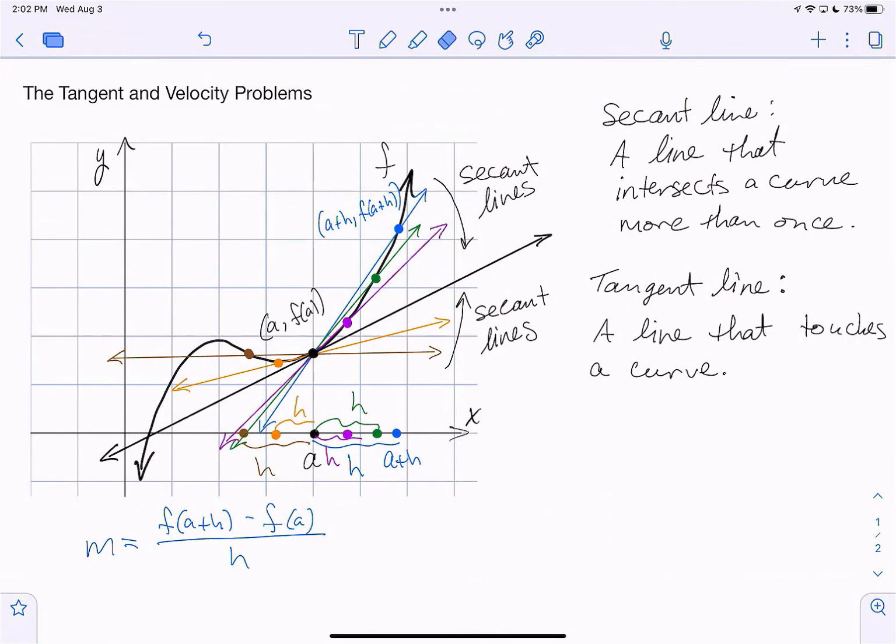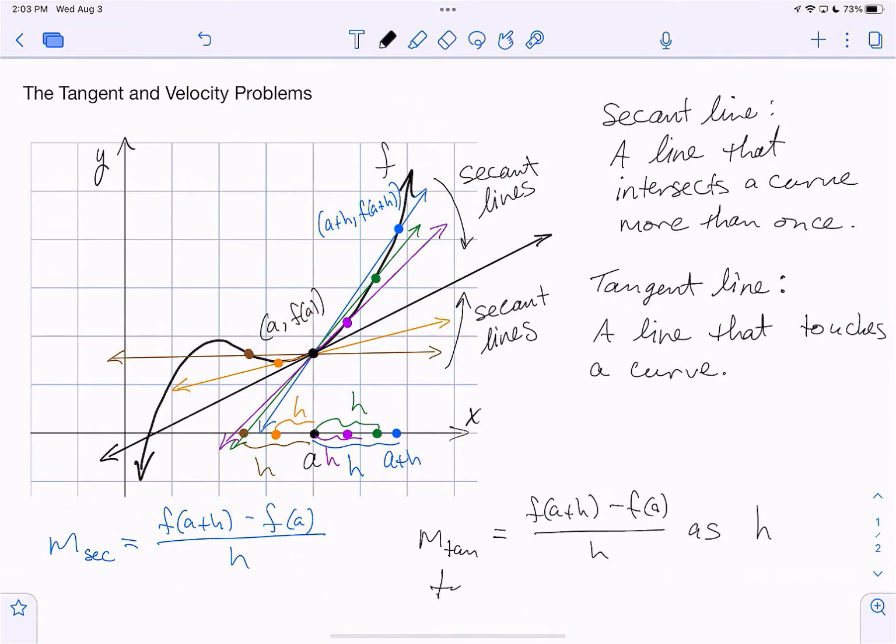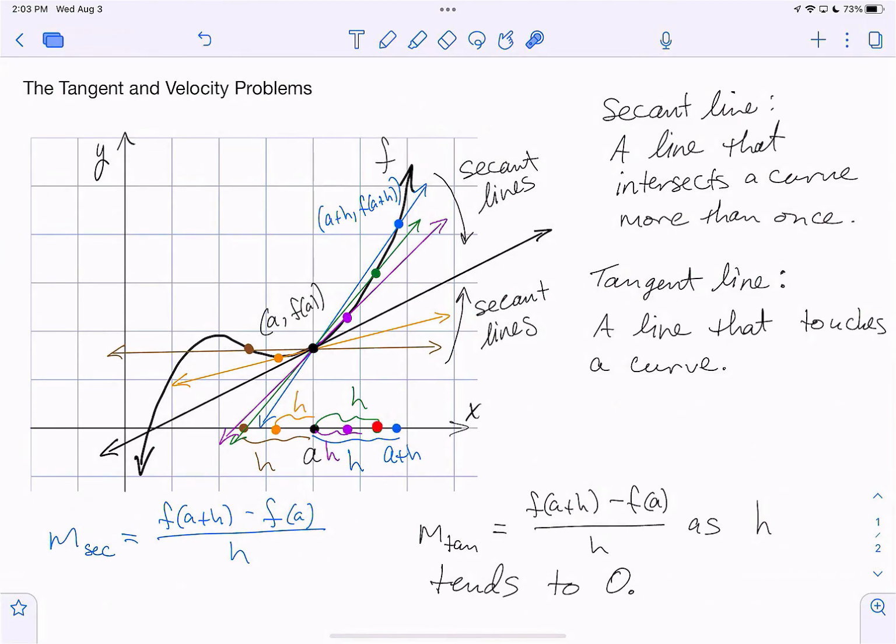Now I'm going to make a change to what I've written here. I'm going to say that this is m sub sec. And what I'm saying is this is the slope of a secant line. And I don't care if this is referring to the blue one, the green one, the purple one, whatever it is. That's the expression for the slope of a secant line. The slope of the tangent line is going to look the same. It's f of a plus h minus f of a, divided by h, as h tends to 0. So if we were to let h get smaller and smaller and then tend to 0, then we would obtain the slope of this tangent line, either from the left or from the right.